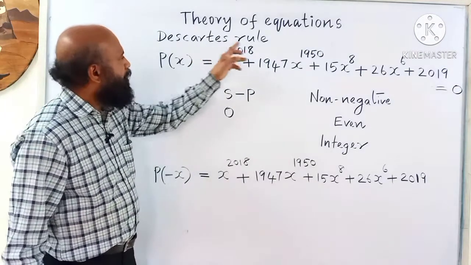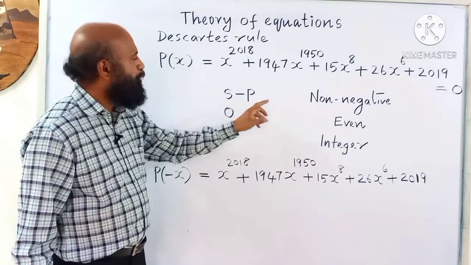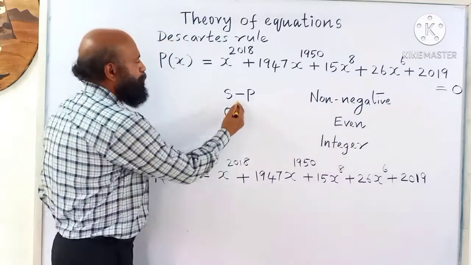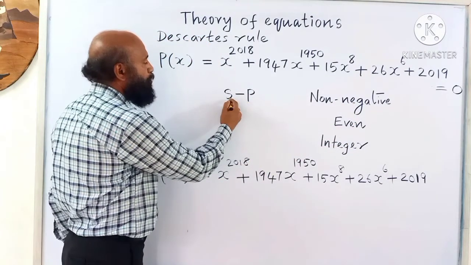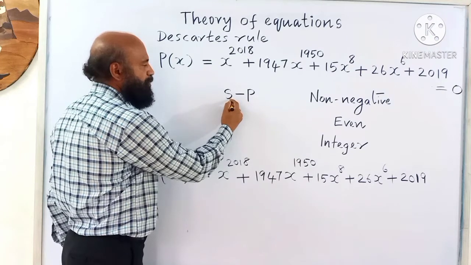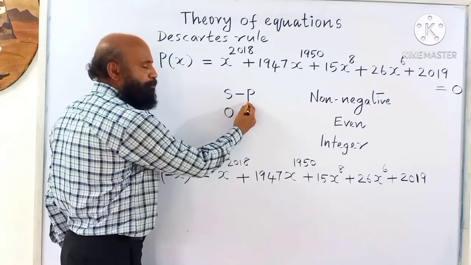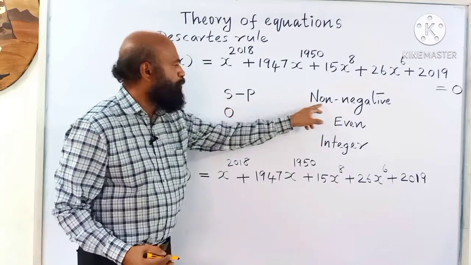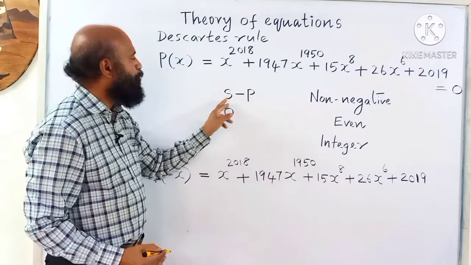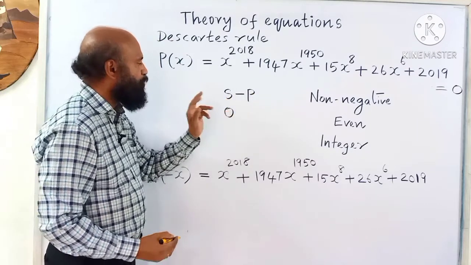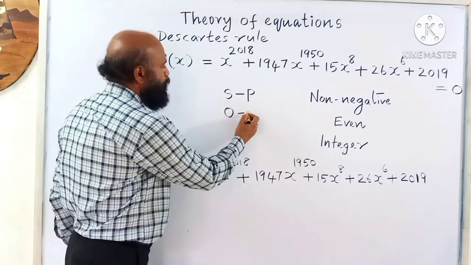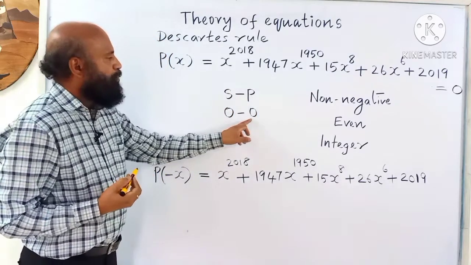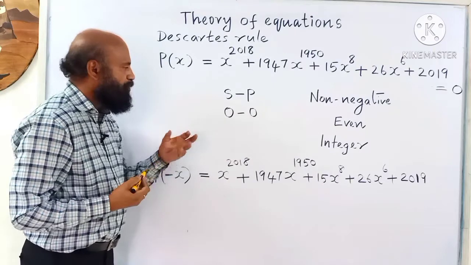As per Descartes' rule, s minus p should be a non-negative even integer. So p cannot be more than s, where s is the number of sign changes and p is the number of positive roots. S minus p should be non-negative, which means p cannot be more than s. So s is 0, so p also should be 0. So the number of positive roots is 0.